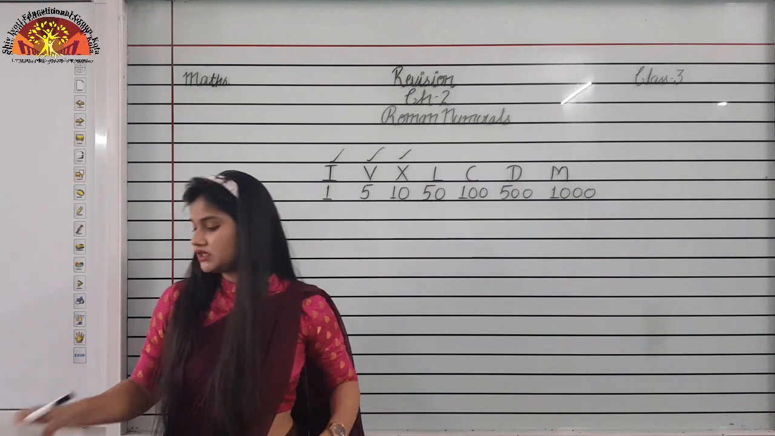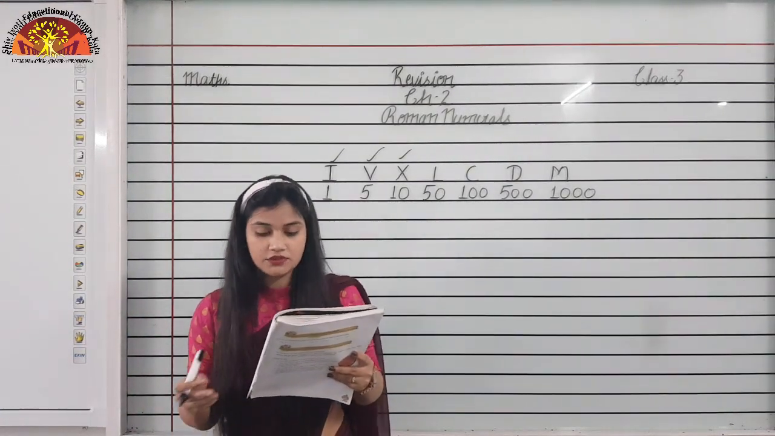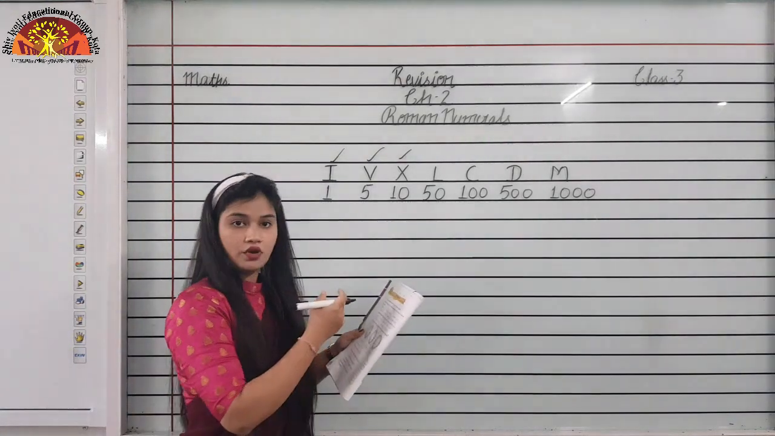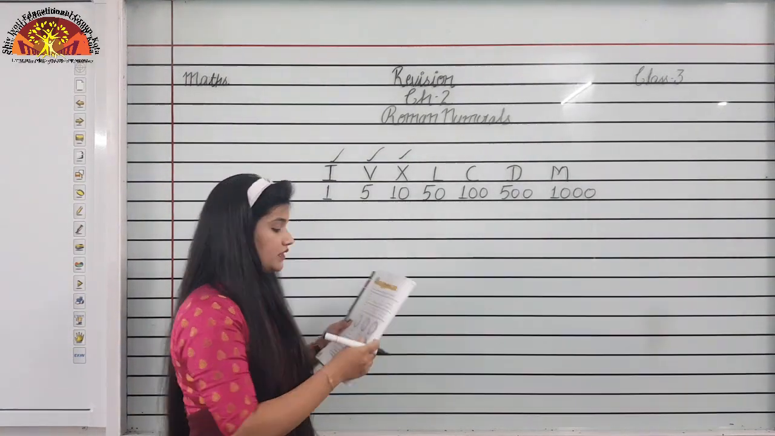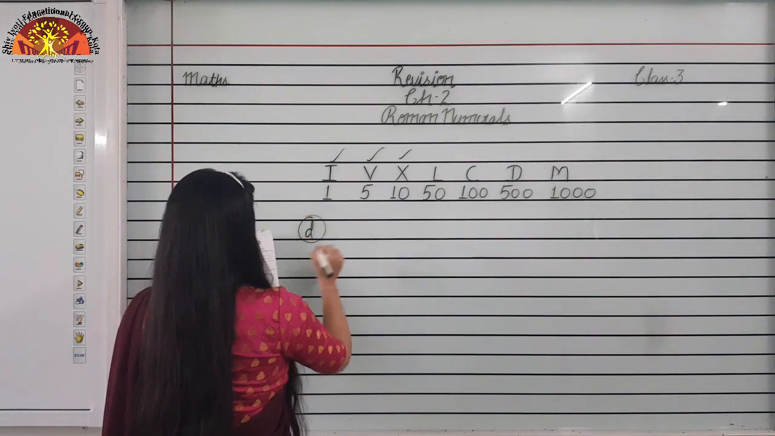So now we see the next question, and the next question is question number 3. Write the following in the Roman numeral system. The first one is done for you. So the first one is 9. As I have told you, how can you convert 9 in Roman numerals? So now we see the next question, and the next question is D part, 18.